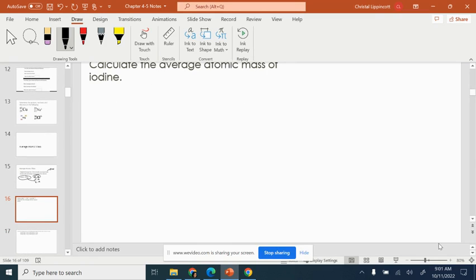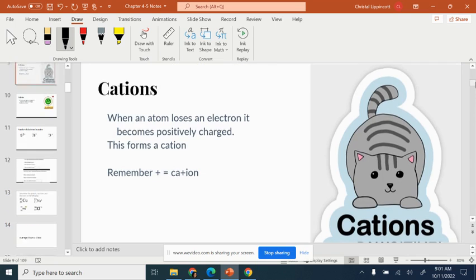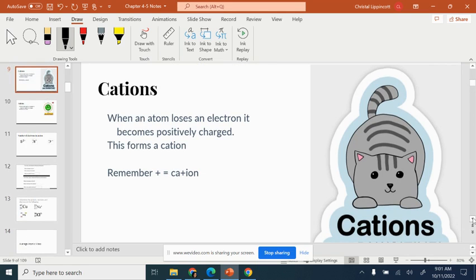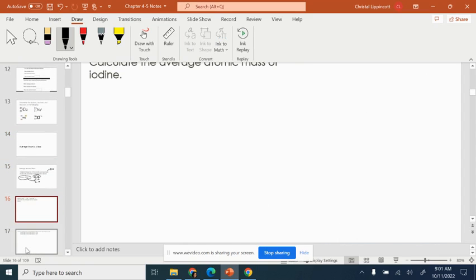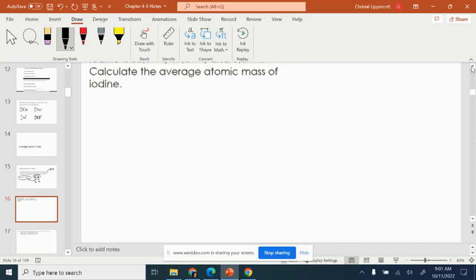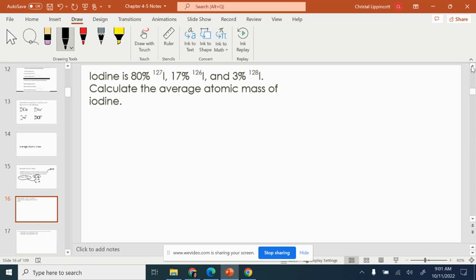So how do we calculate this average atomic mass? We're going to figure that out here. Okay, so here we have iodine.